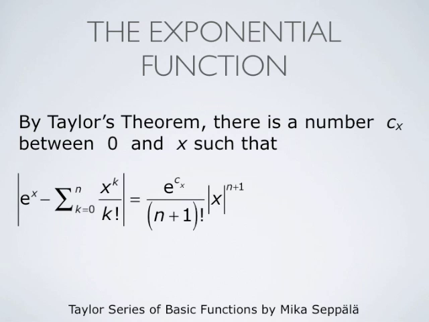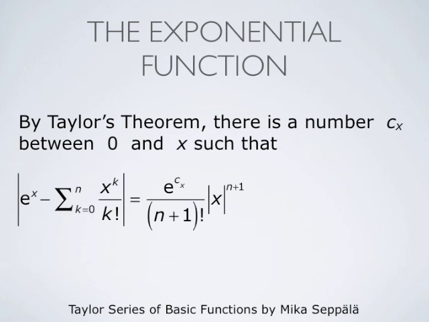Now recall that by Taylor's theorem there is a number c_x between 0 and x, such that the absolute value of e to the x minus summation k from 0 to n of x to the power k divided by k factorial equals e to the power c_x divided by (n+1)! times |x| to the power n+1. Now, we do not know which point c_x is. It depends on x and it also depends on n, but it always lies between 0 and x.